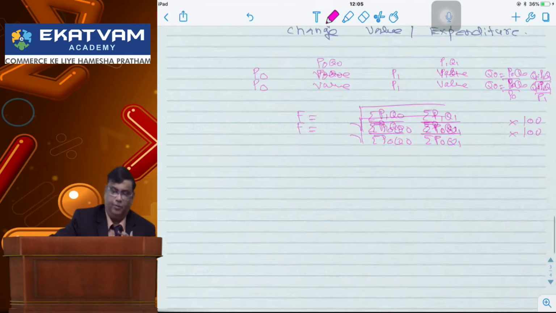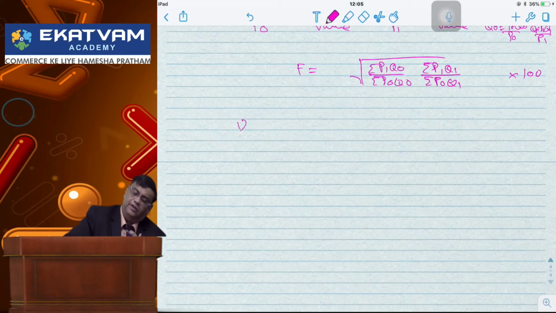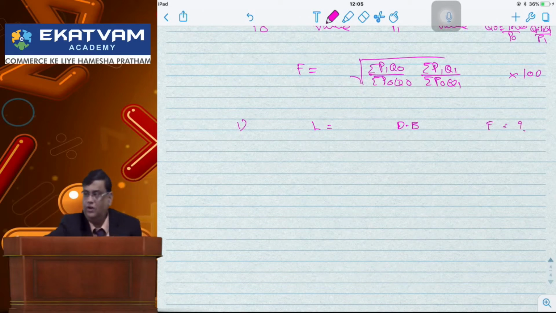What they want. Suppose they give me, as an example I'm taking, suppose they give me L. Suppose they give me Dorbish-Bowley, and then they ask me Fisher's index number is what? Tell me, how should I go?